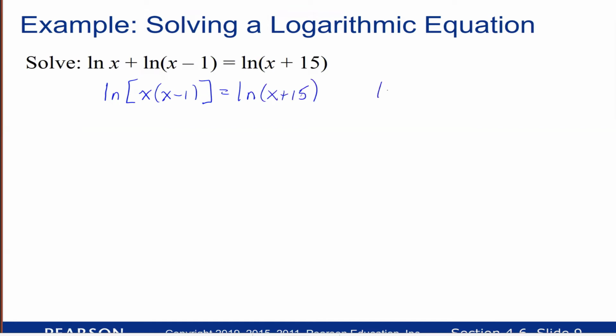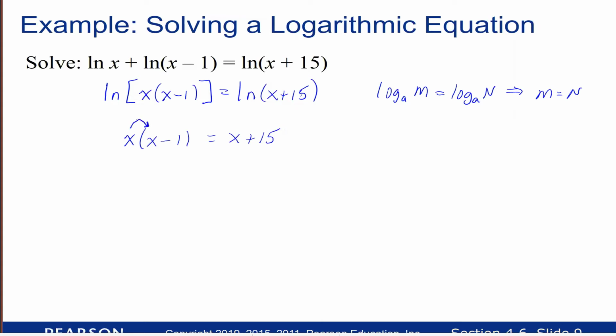Now I can use the fact that log base a of m equals log base a of n implies that m equals n. In other words, I have two expressions equal to each other and I have the same base. Remember, natural log means base e. And so I can just set the arguments equal to each other. x times x minus 1 equals x plus 15.